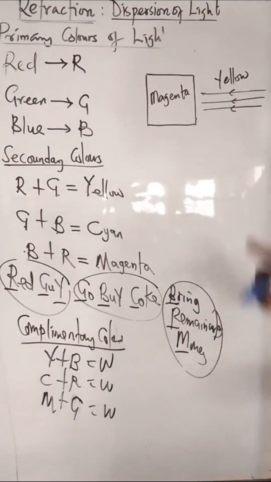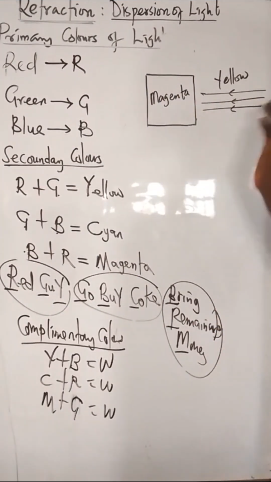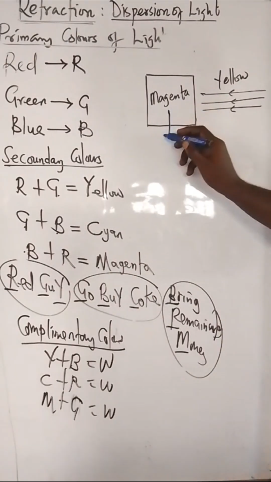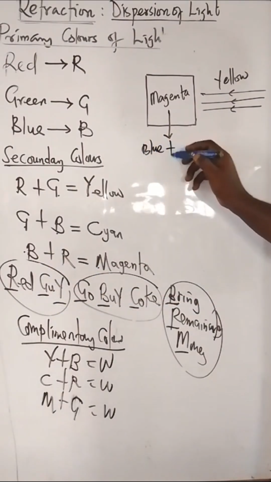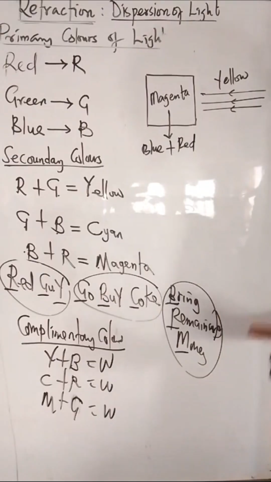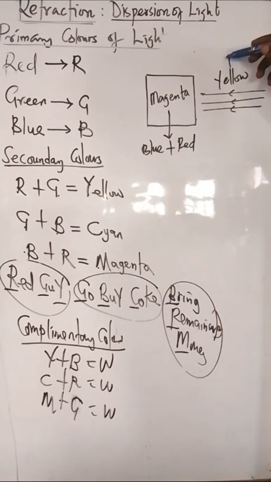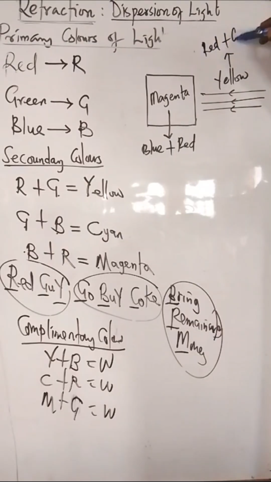Now look at this. Another question. Suppose we have a card that is magenta in color, a magenta card, and a yellow light falls on it. What will it appear as? What will it show? Now let's check it very well. In case you don't understand the previous examples, look at this very well. First, what are the components of magenta? Blue and red. So it can only reflect blue and red. Every other color will be absorbed. Now yellow has what? Red and green.